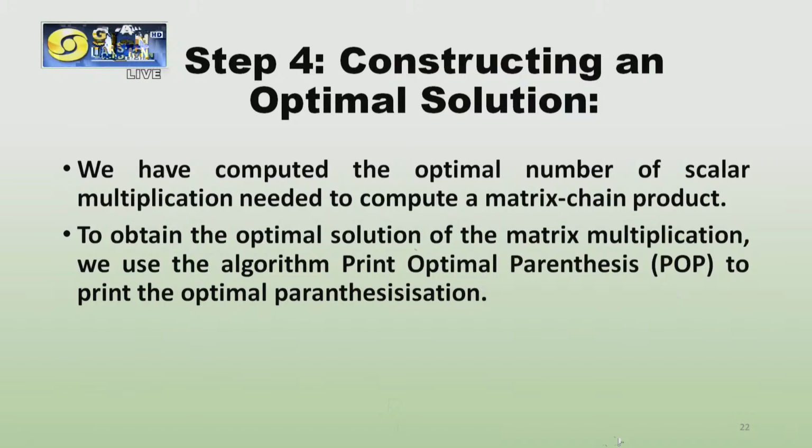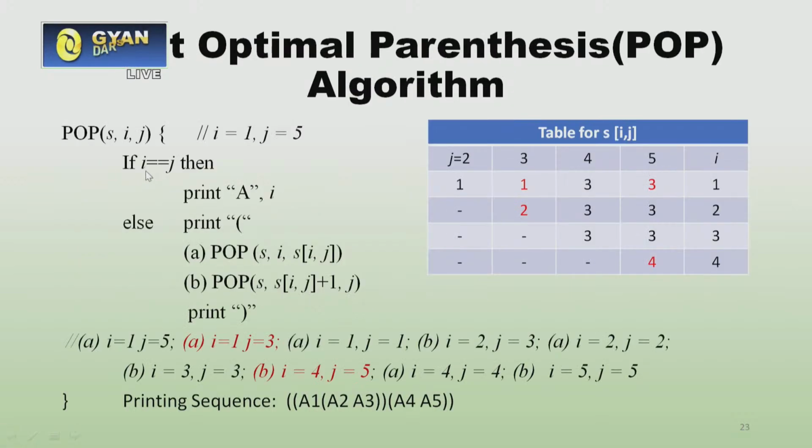Now, for constructing the optimal solution, we need to use another algorithm called the print optimal parenthesis algorithm. This particular algorithm is shown here. Just for the sake of distinguishing, I have created two calls, A and B. So this is called A, this is called B. Now, this is my S matrix. And we will start with i equals 1 and j equals 5.